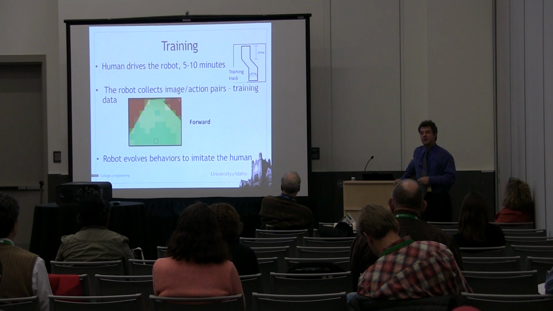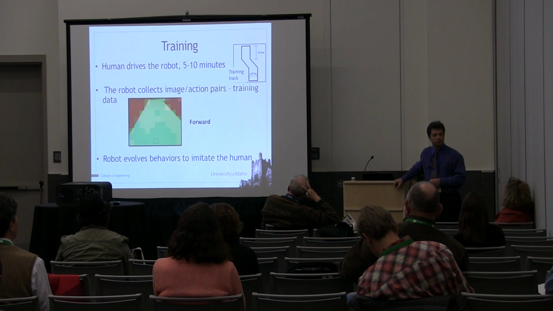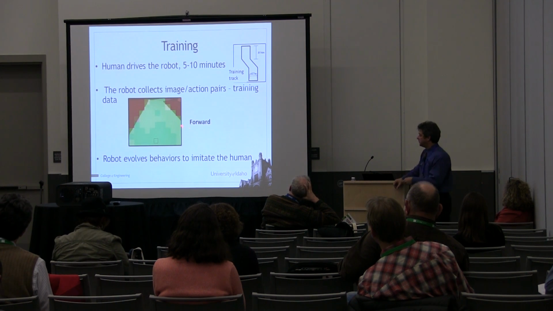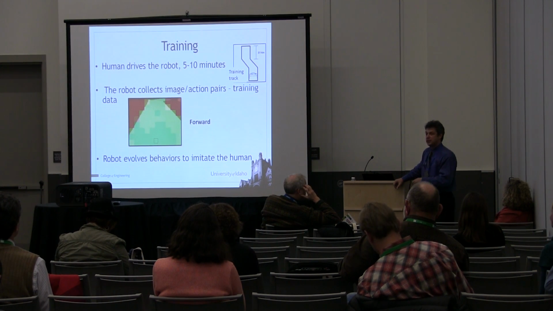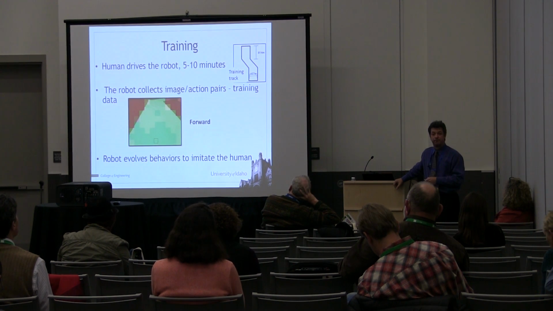And what happens is, as the person is driving the robot, it's basically collecting image action pairs. So it collects a piece of data that says, when I see this sort of an image, I was told I should go forward. And so as the person's driving it, it's building up a set of these. And then what it wants to do is evolve behaviors that make the right decisions.